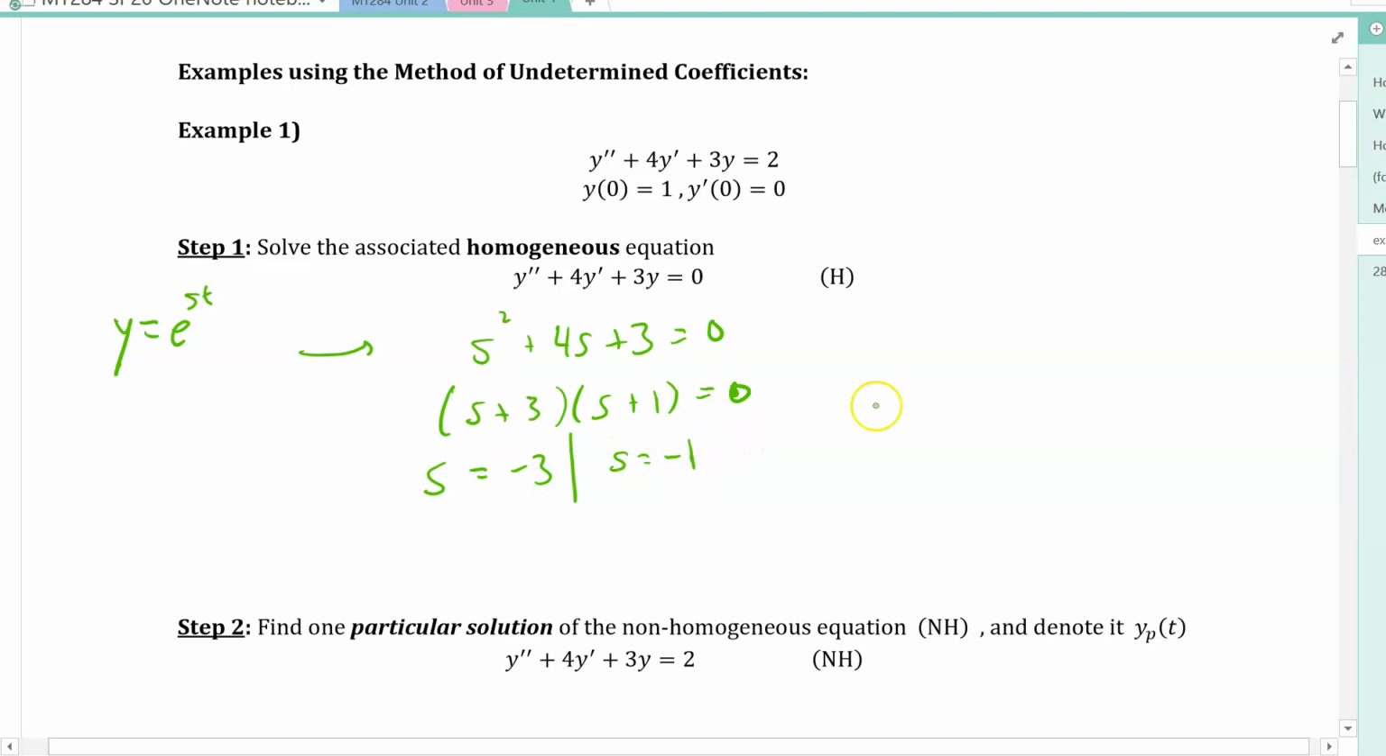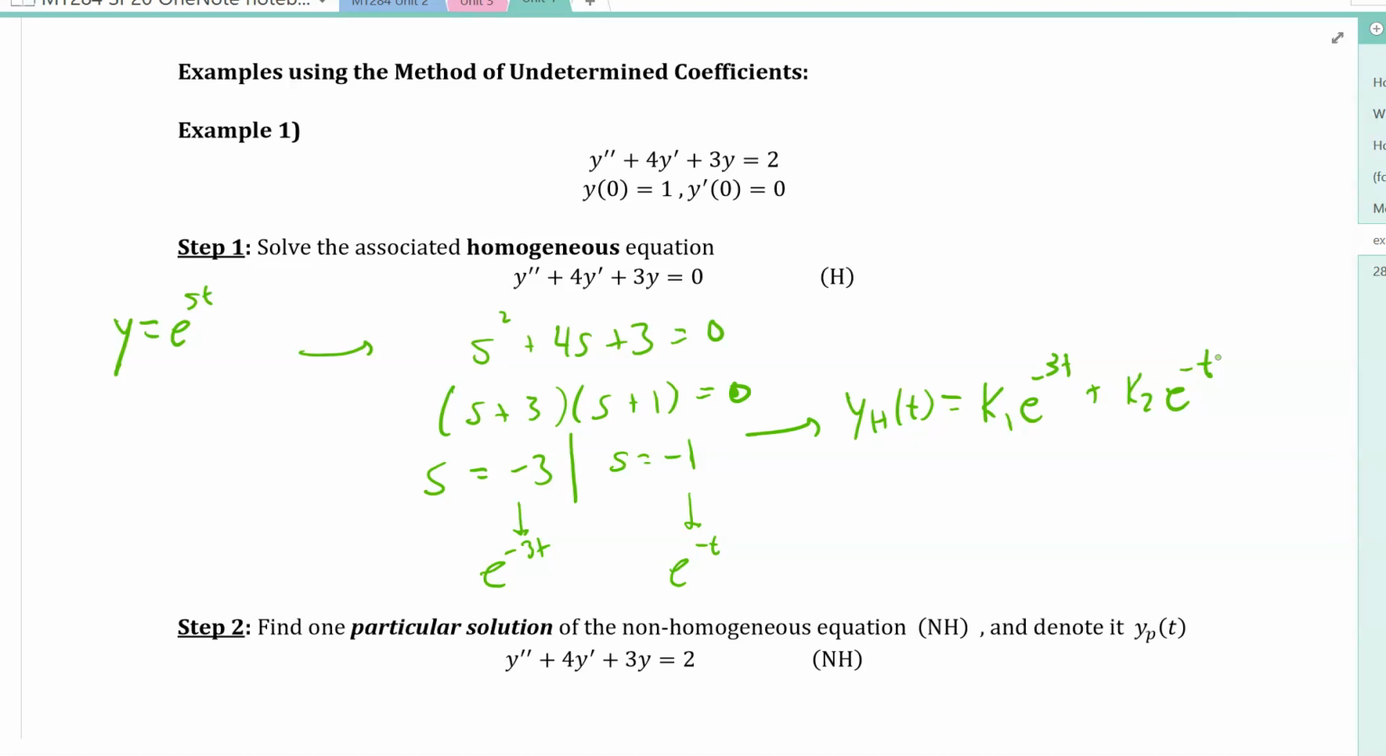Now what does that tell us? The general solution, which we're going to call y sub h of t, is going to be a linear combination of these two. If I call s1 negative 3, then we'd have e to the negative 3t as one solution, and the other one would be e to the negative t. So the general solution is k1 times e to the negative 3t plus k2 times e to the negative t. That's the answer for step 1.